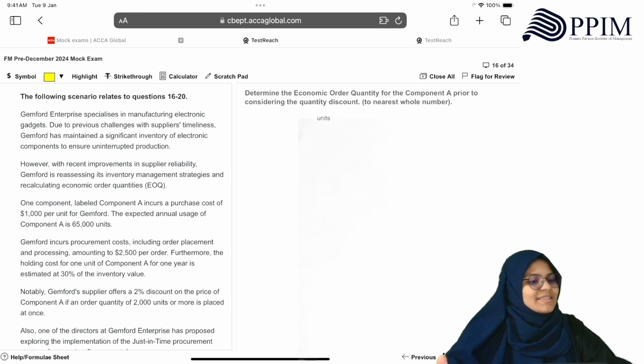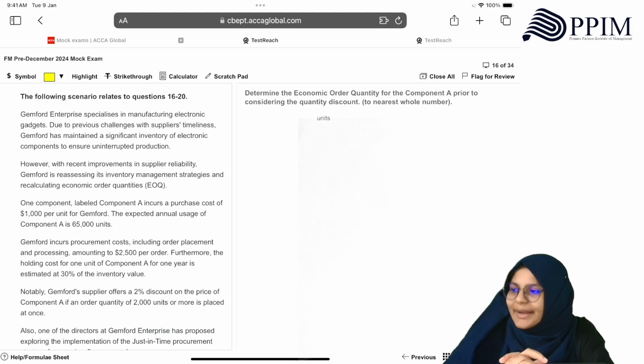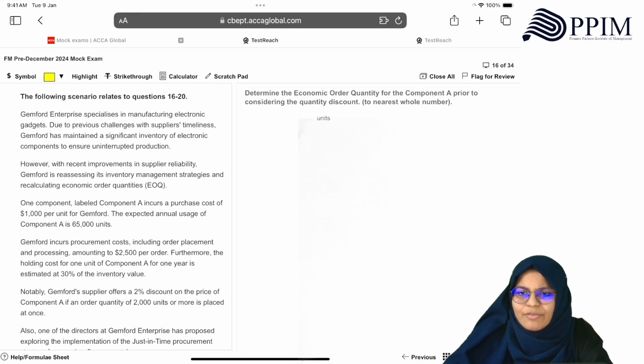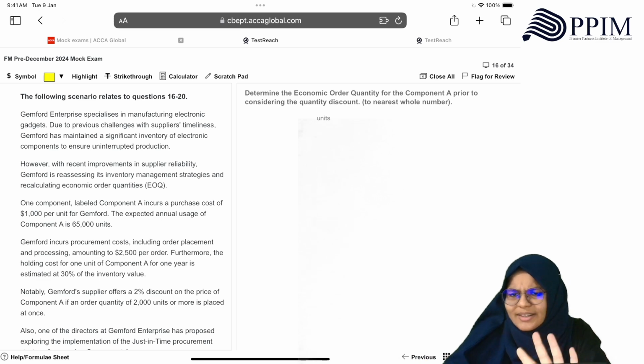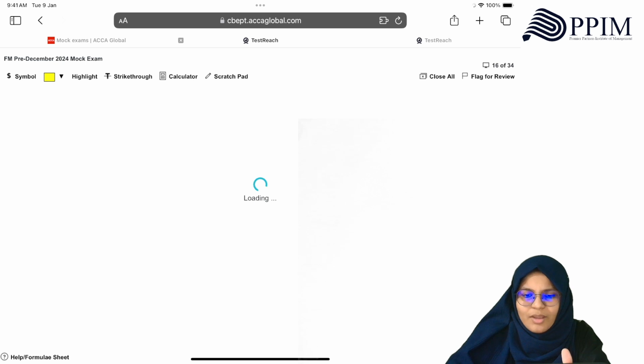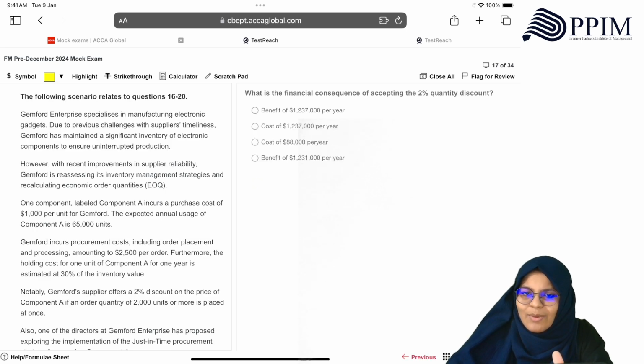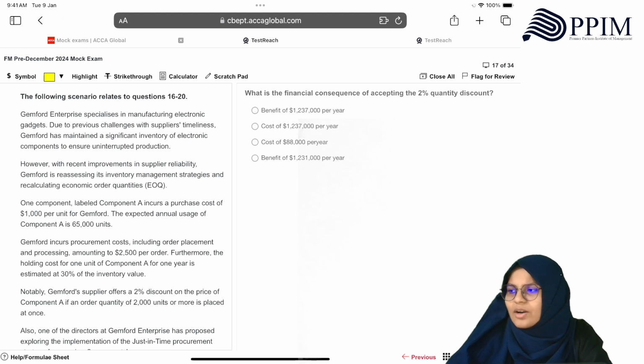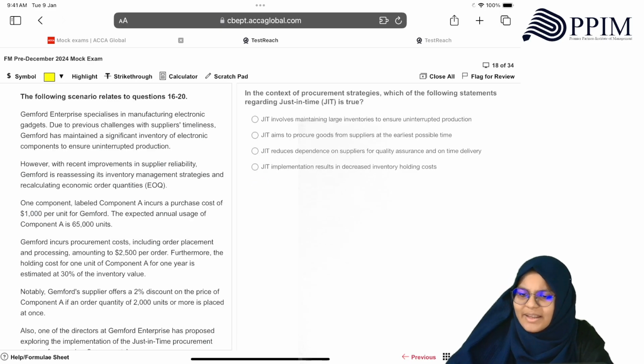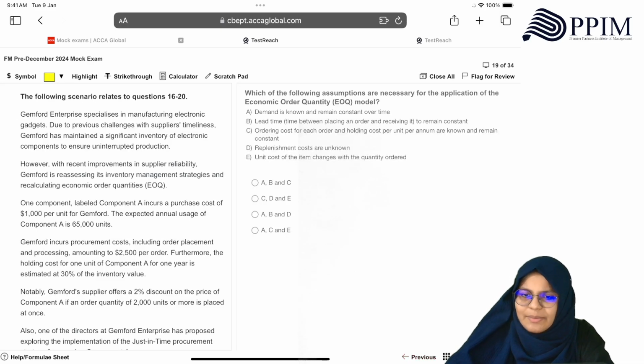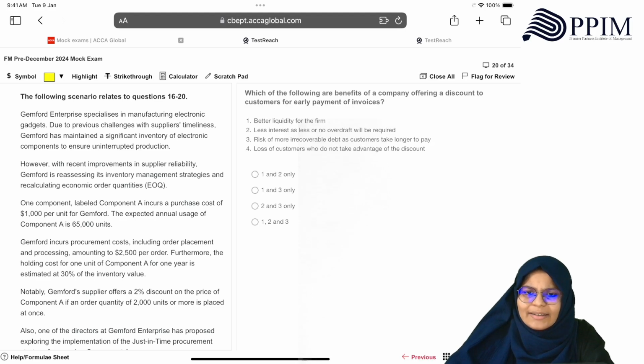So what does it say? It's a good idea, before you read the scenario, to read all the requirements first. So let's do that. First one, they're saying determine the economic order quantity for component A prior to considering a quantity discount. So asking for an EOQ. Then the next requirement is what's the financial consequence of getting a 2% quantity discount. So something to do with accounting for materials, clearly. Then about just in time. Then again something theory about EOQ and something to do with early offering a discount. Okay, fine.